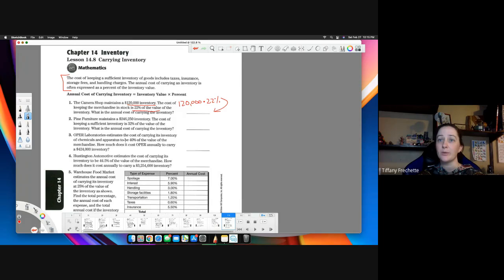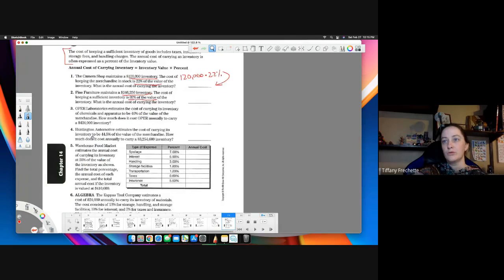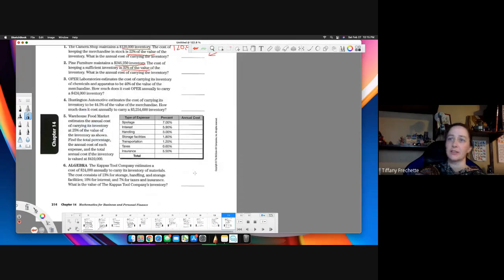So same thing for number 2, 3, and 4. What is the cost of the inventory? What is the percentage for carrying that inventory? We're just going to multiply those together. All right, let's go ahead and move down here to number 5, because this one does look a little bit different.